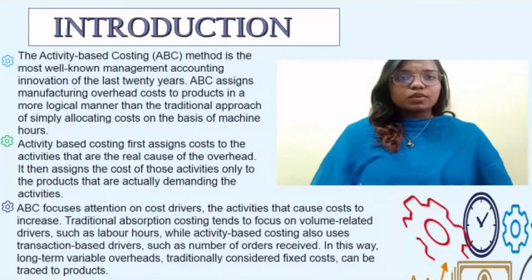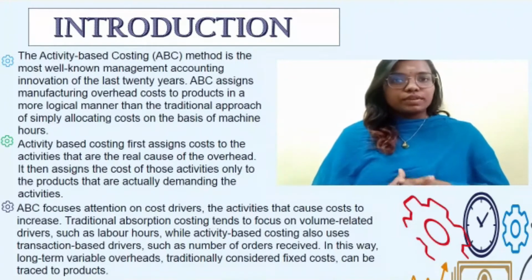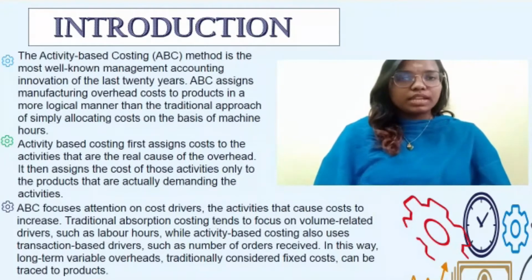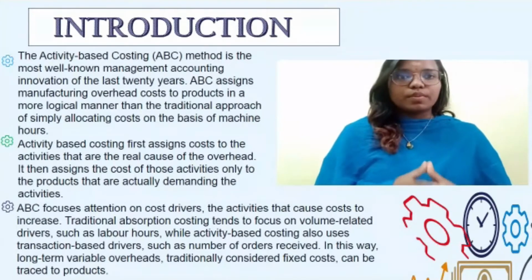The activity-based costing (ABC) method is the most well-known management accounting innovation of the last 20 years. ABC assigns manufacturing overhead cost to the product in a more logical manner than the traditional approach of simply allocating costs on the basis of machine hours. Activity-based costing first assigns costs to the activities that are the real costs of the overhead. It then assigns the cost of those activities only to the products that are actually demanding the activities.